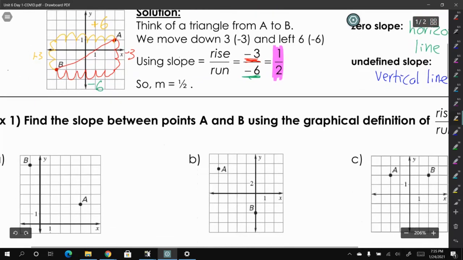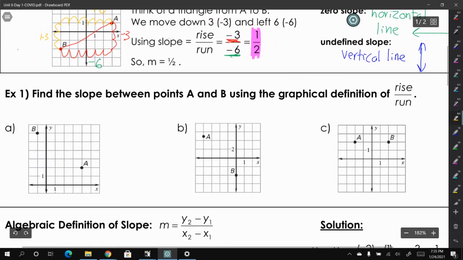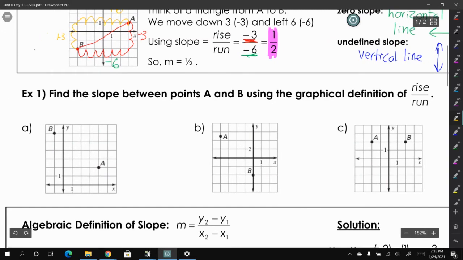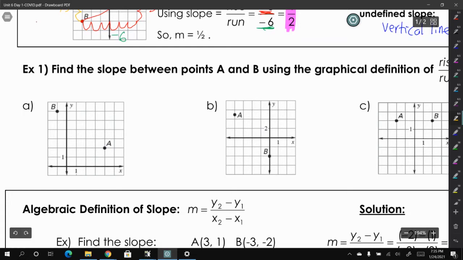So let's look at some examples here. Find the slope between points A and B using the definition rise over run. So we saw it doesn't matter if we go from B to A or A to B. So we're going down. We went down 1, 2, 3, 4. We're going right. 1, 2, 3, 4, 5. So my slope will be -4 over 5.